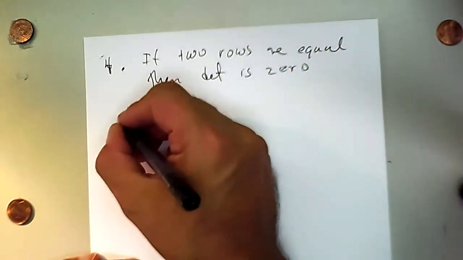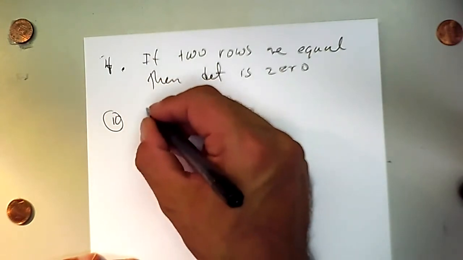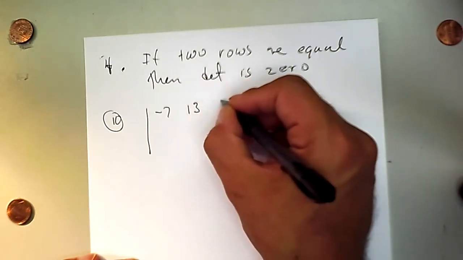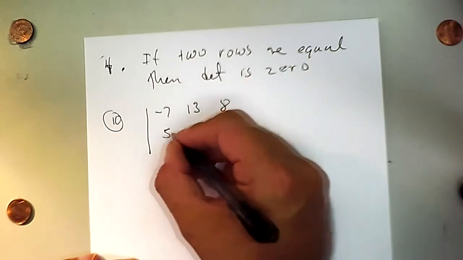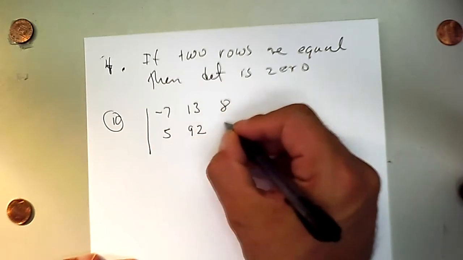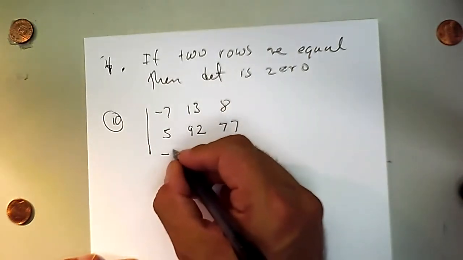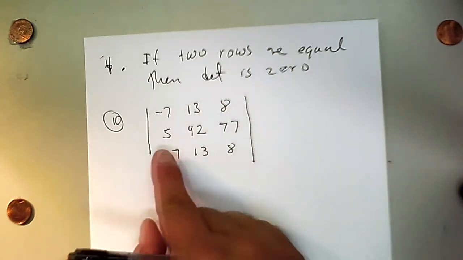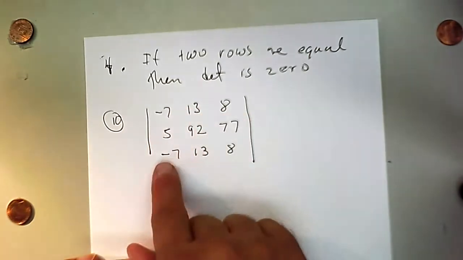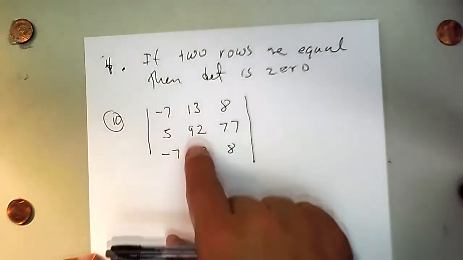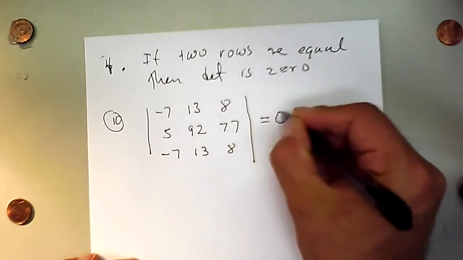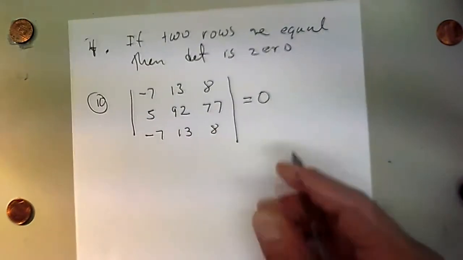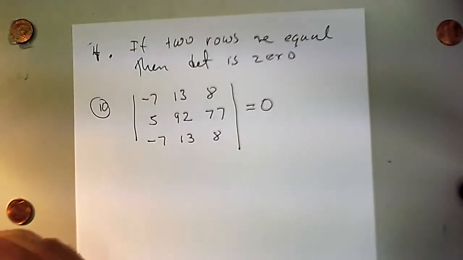So let's say we have, as an example, 10, some big numbers, some weird numbers, -7, 13, 8, 5, 92, 77, -7, 13, 8. As you look at this and observe it, oh, we got the same row in two places. The determinant is 0. No questions asked. Well, yeah, just property number 4, or very short answer. Why? Because of property number 4.